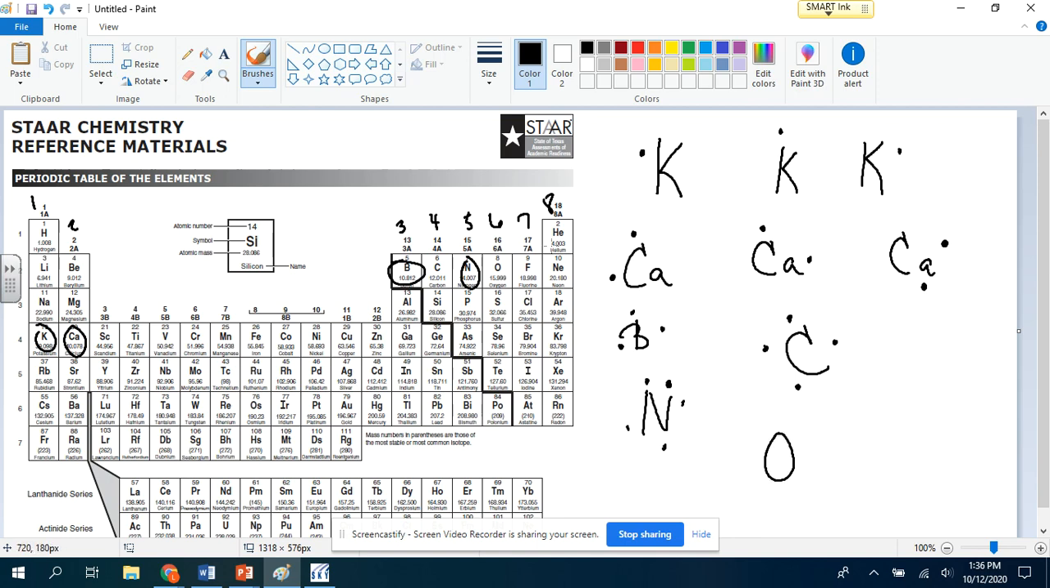Then oxygen has 6. So 1, 2, 3, 4, 1 on each side, 5, 6. That's what oxygen would look like. Then we can do fluorine. It has 7. 1, 2, 3, 4, 5, 6, 7. Only one side isn't paired up. If I have any of the noble gases, they're going to have 1 on every side because they have 8 and they're happy. There we go. So those are pretty straightforward and it's pretty simple. Just electron dot diagrams.